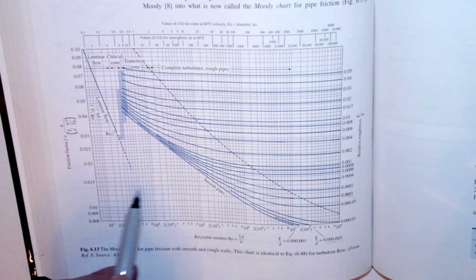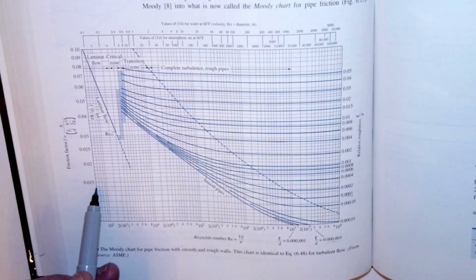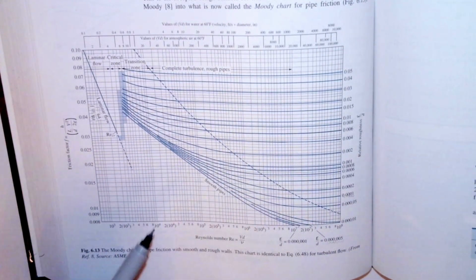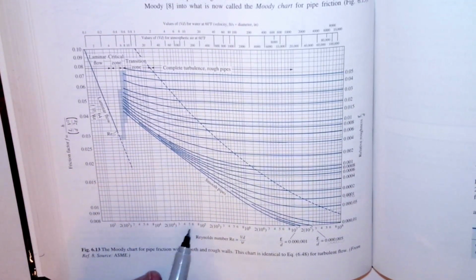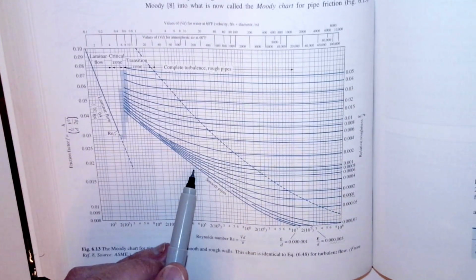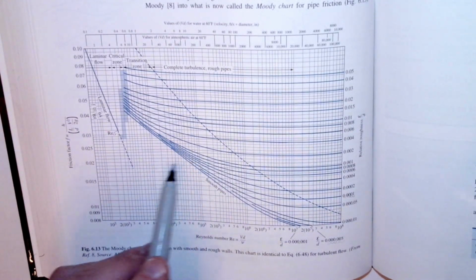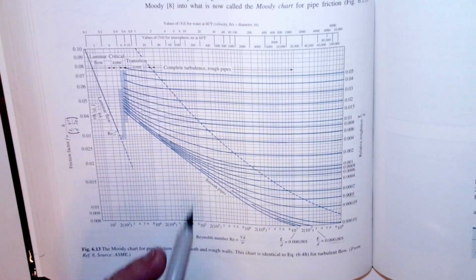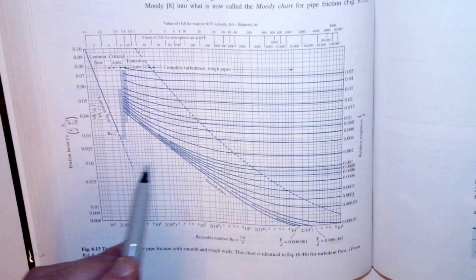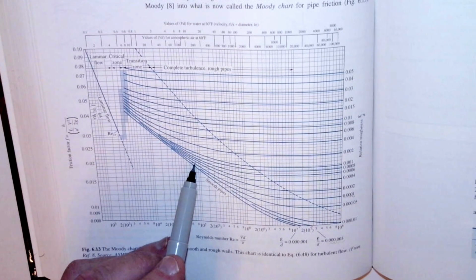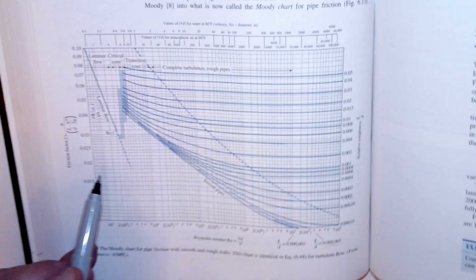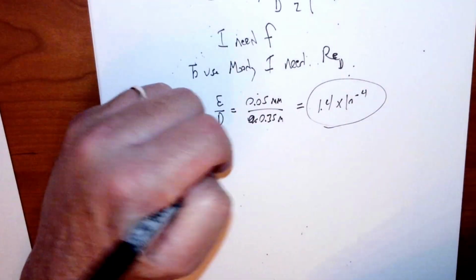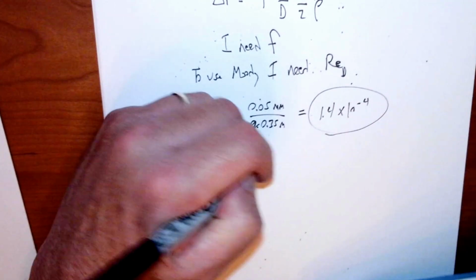Actually, all right, 70,000, is that right? Oh no, I'm sorry, I was at 700,000. 70,000 is here. Here's 20,000. Here's 70,000. So 70,000 right here, 7 times 10 to the fourth. Coming across to this line here, the 0.001 line, that gives me about 0.02 off this Moody diagram. All right, so f from the Moody diagram is 0.02.